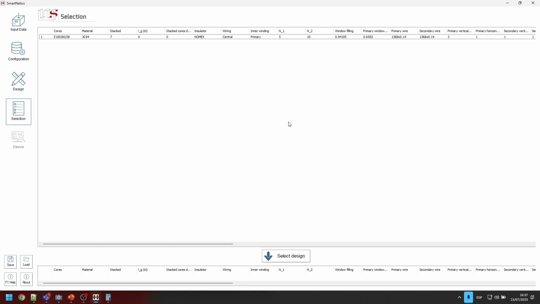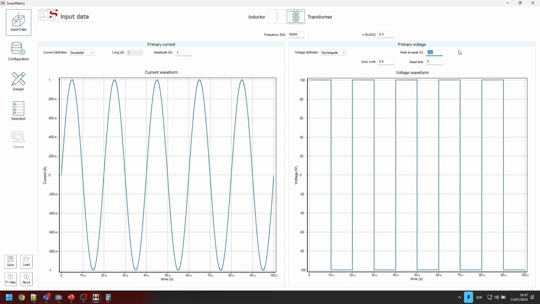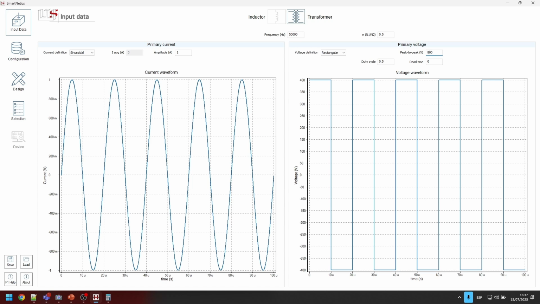I'm just restricting them. So now I want to use this device for a different application. How can I know, for example, if my device is going to saturate or not? Let's say we have a new application, a new project, and we're going to have a rectangular voltage, 800 volts peak to peak, and 25 kilohertz, for example. So now, this is the new voltage. We have said everything about the geometry, so let's design again.